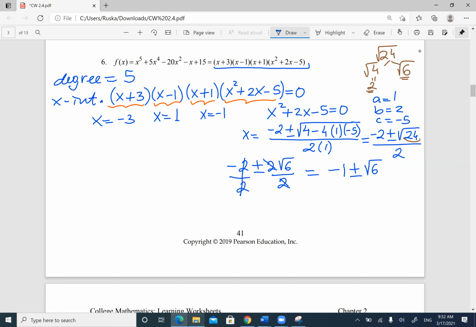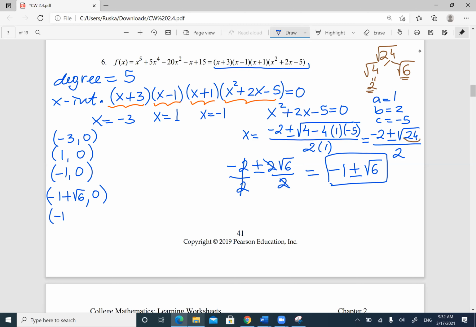So these are actually 2 x-intercepts: negative 1 plus the square root of 6 and negative 1 minus the square root of 6. Okay? So your final answers for the x-intercepts, I'm going to list them here. They're going to be (-3, 0), (1, 0), (-1, 0). And then I have 2 more here. They're going to be (-1 + square root of 6, 0).